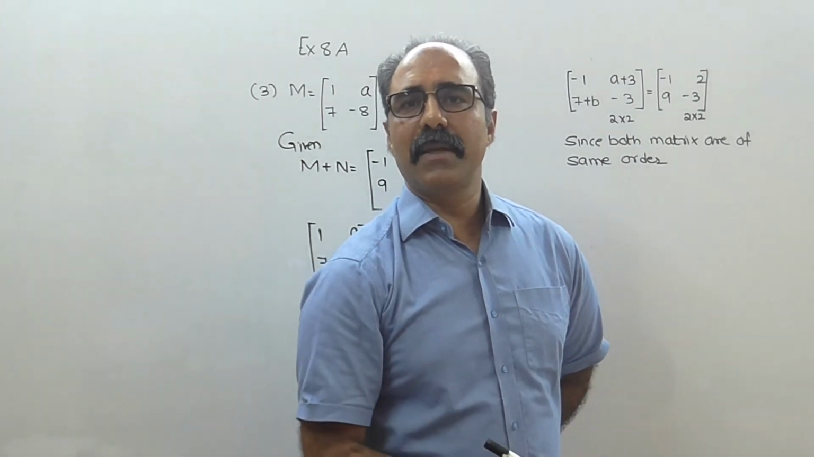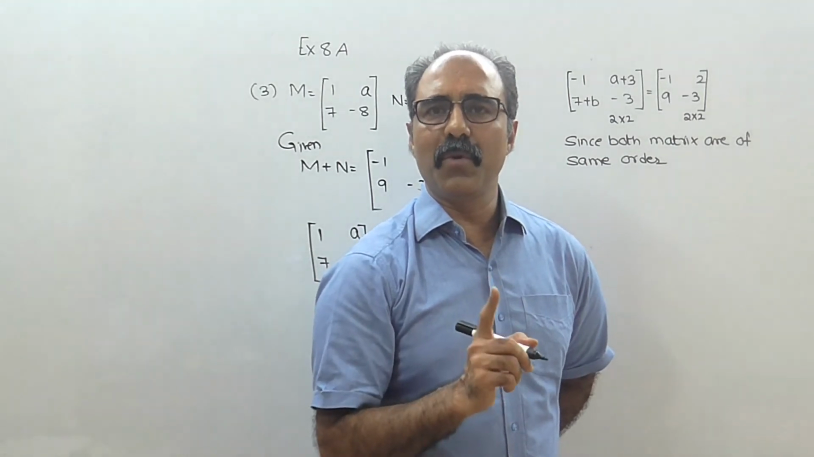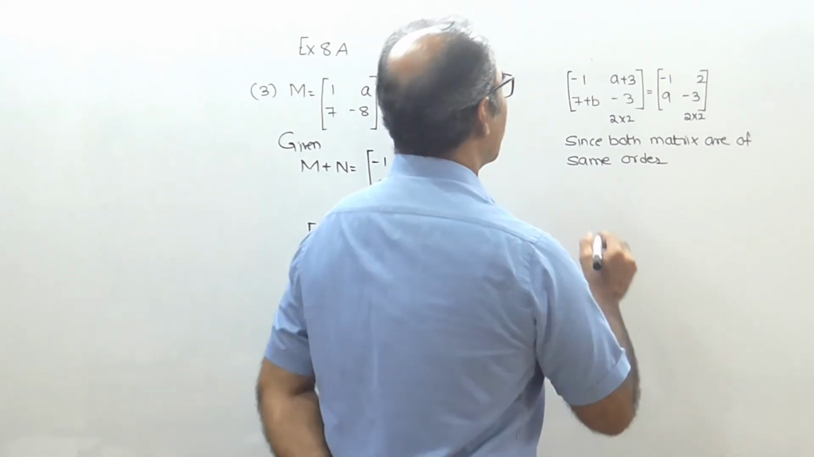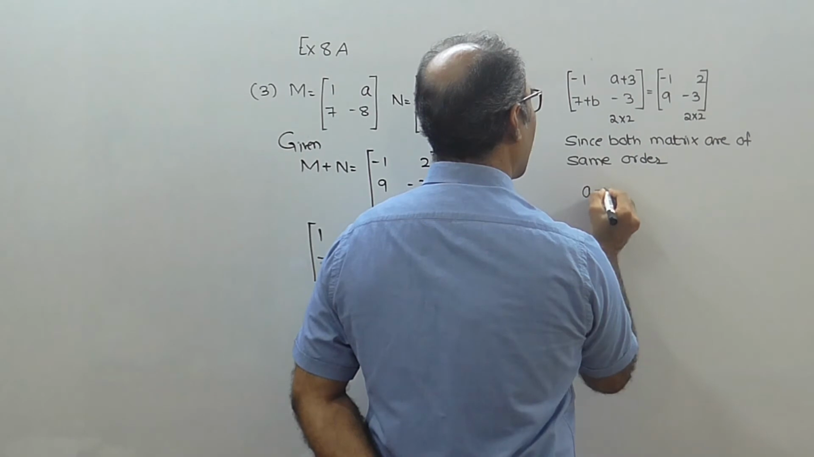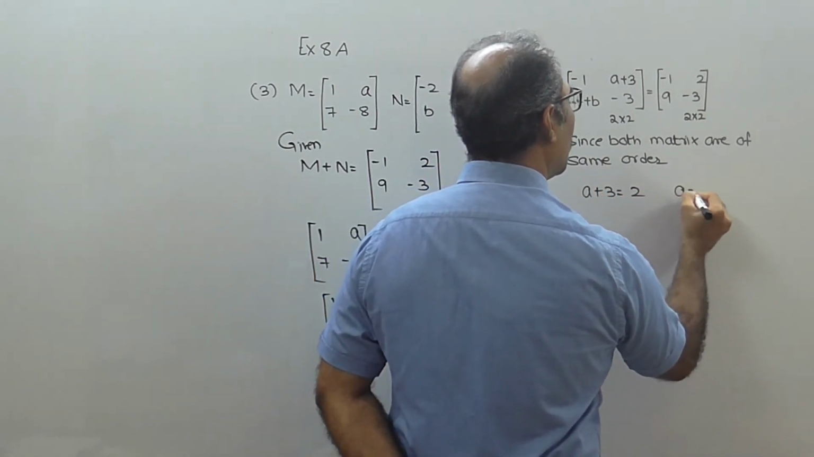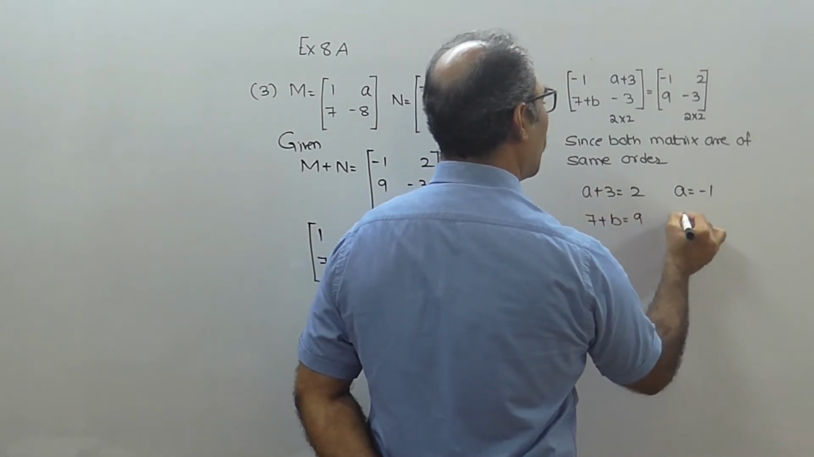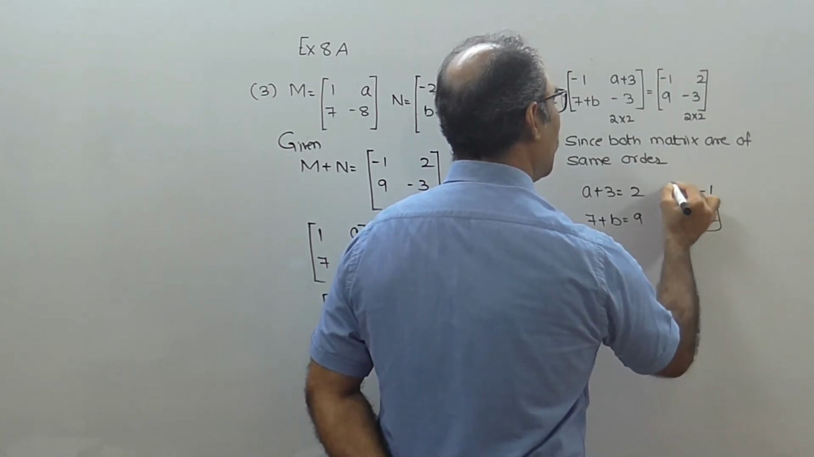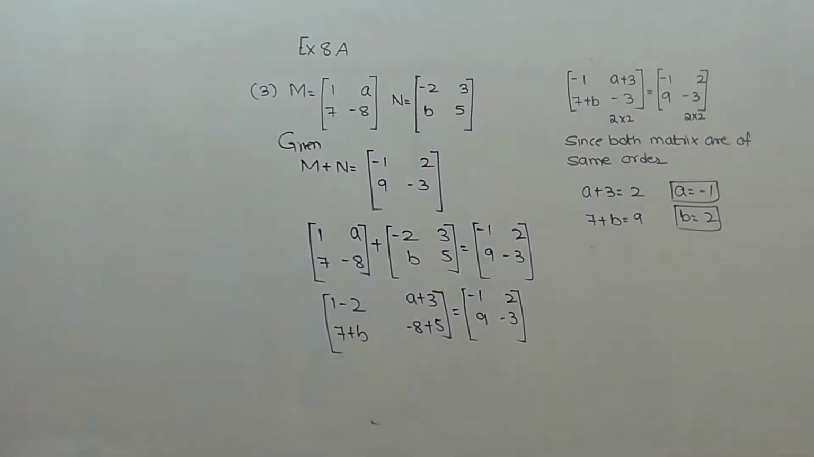Equality of matrices says that two matrices are said to be equal if and only if they are of the same order and their corresponding elements are also equal. So on that grounds you get minus 1 equal to minus 1, that is okay. We are more inclined to find the value of a and b, so a plus 3 equal to 2. So you get a equal to minus 1. You have 7 plus b equal to 9. You get b equal to 9 minus 7, that is equal to 2. So the value of a will be minus 1 and the value of b will be 2.